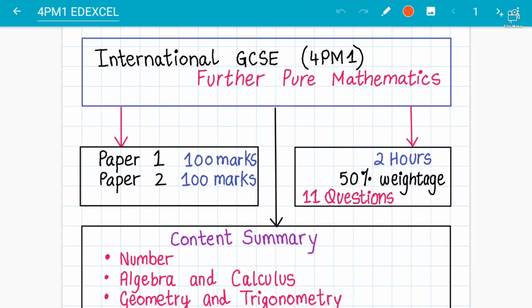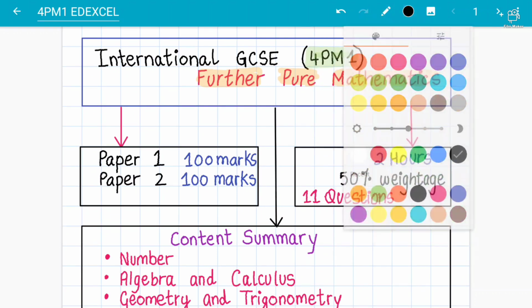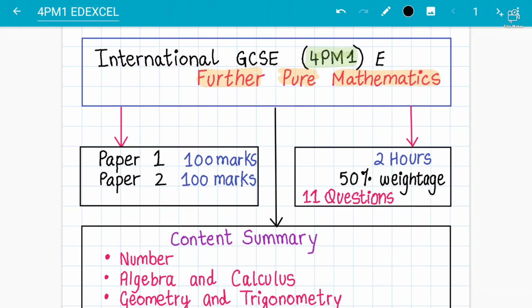So today we have brought a new video for you, which is about the paper pattern and syllabus overview for Further Pure Mathematics. The code is 4PM1, International GCSE. This International GCSE Further Pure Mathematics is similar to the Additional Mathematics we have for the Cambridge IGCSE, and it's like an extra subject to the normal maths that every student takes, which is 4MA1 of the Edexcel. This is the Edexcel curriculum that we are talking about here.